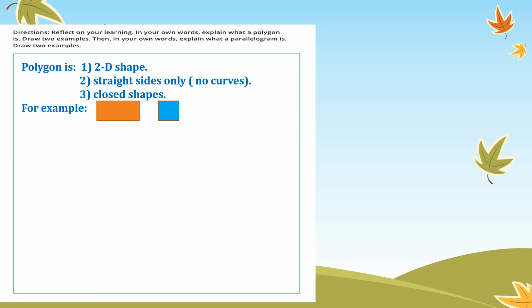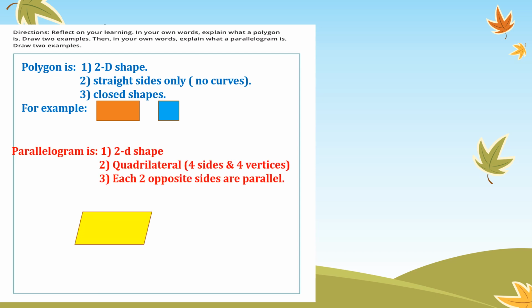And let's explain parallelogram. Parallelogram is a 2D shape, which is a quadrilateral. It means it has 4 sides and 4 vertices. We said quadrilateral means 4 sides and 4 vertices, and each 2 opposite sides are parallel and equal.